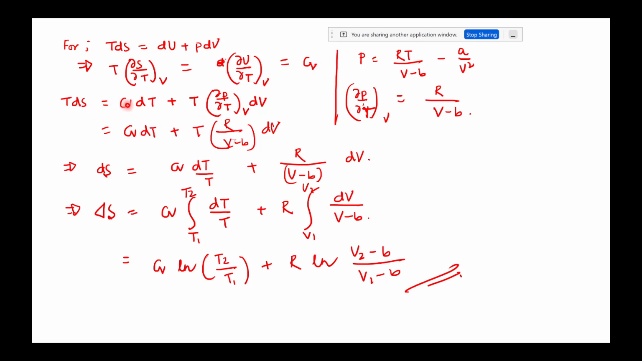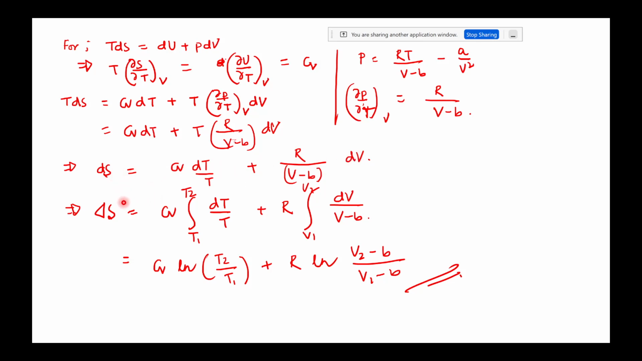Now we can write this as TdS = CV dT + T (∂P/∂T) at constant V dV. Now we will get P in terms of this, and we will take the differentiation with respect to temperature, keeping V constant. Since V is constant, this term will be 0. We get R divided by V minus b, and we have substituted that here. Now we will divide the whole equation by T. So dS = CV dT/T + R/(V − b) dV.